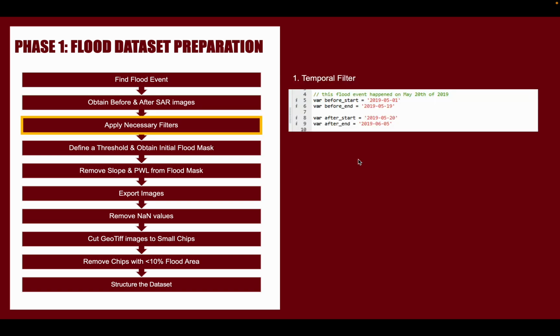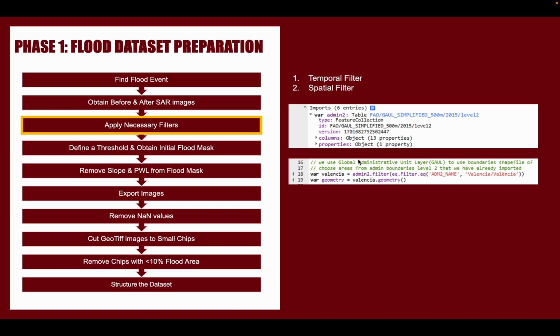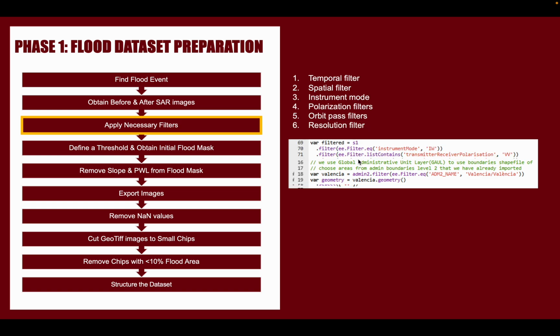The next one was the spatial filter. I need only data around the area that I want. For example, for the Valencia flood, I want it only along the Valencia coast in Spain. And in the Mississippi flood, I only want the data along the Mississippi River. So this is the second filter that I applied.